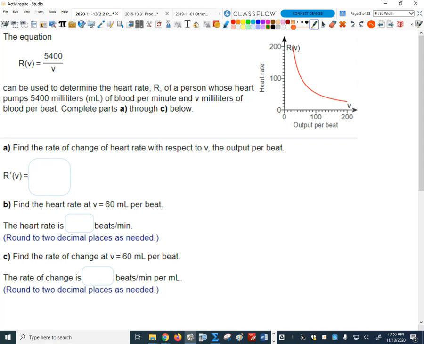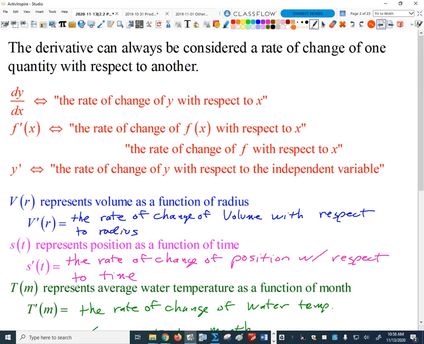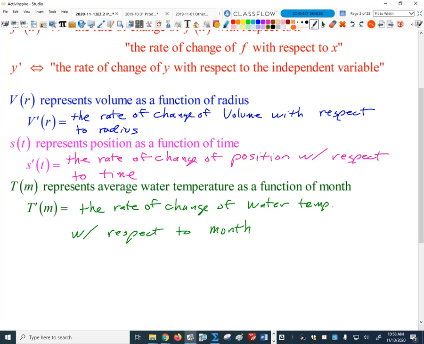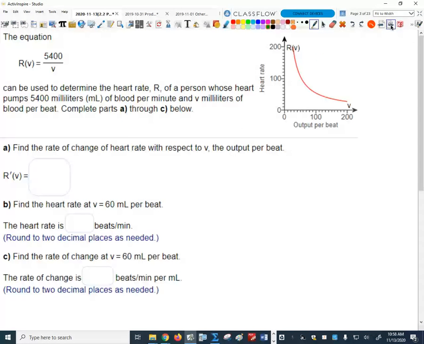What is that? Well, that's the rate of change of the output variable. It's a pretty easy formula, isn't it? When you got the hang of this on that last page, when you're writing these as rates, it's always going to be the rate of change of the dependent variable or the output variable with respect to the independent variable or the input variable, right? Every time. That's the recipe for expressing a derivative as a rate. So here it's going to be the rate of change of the output variable R, which is heart rate, with respect to the input variable, which is the output per beat, right? The volume of blood per beat.